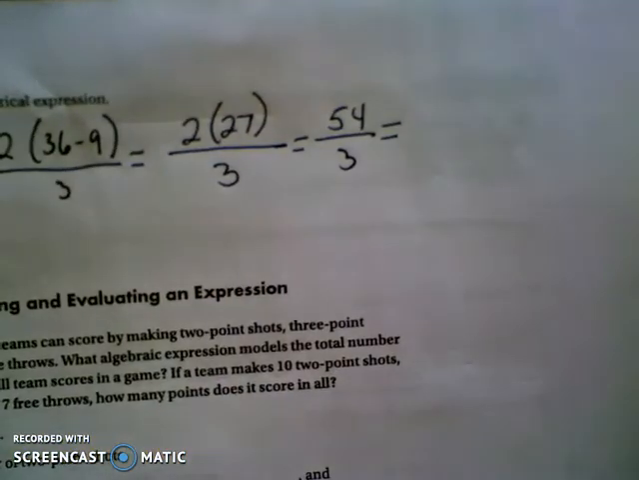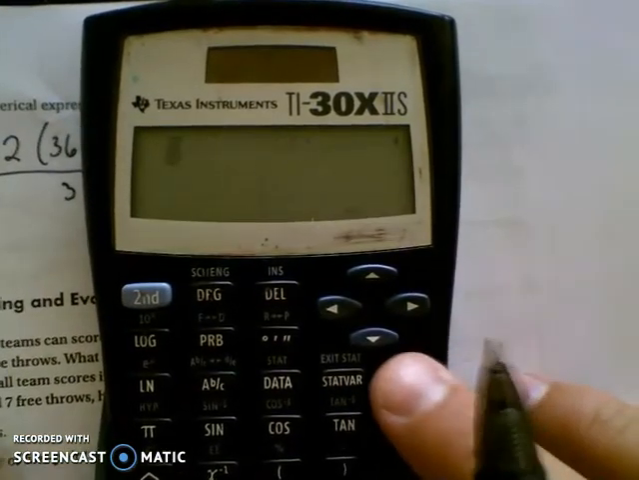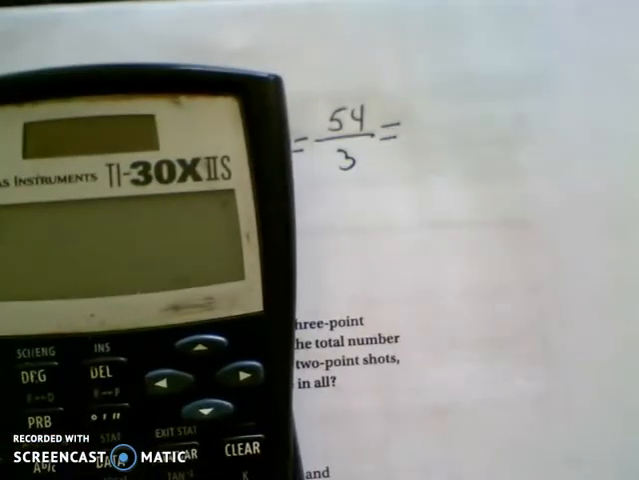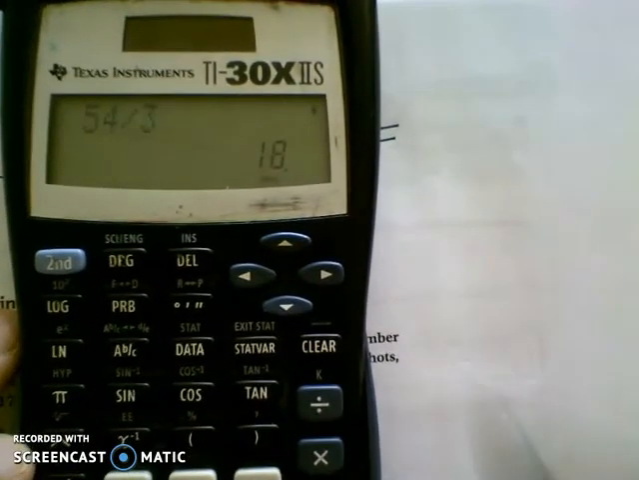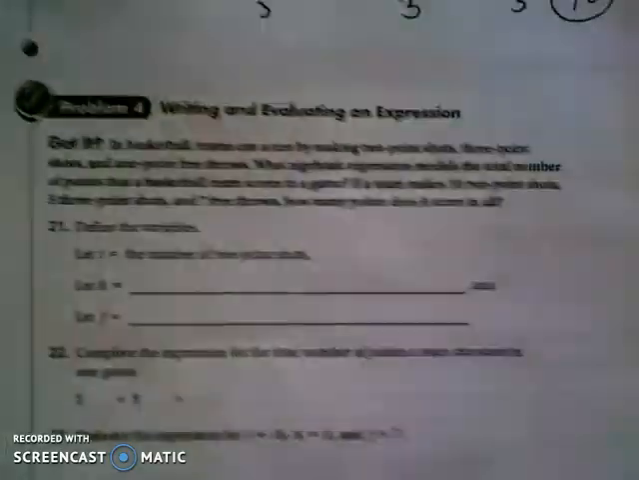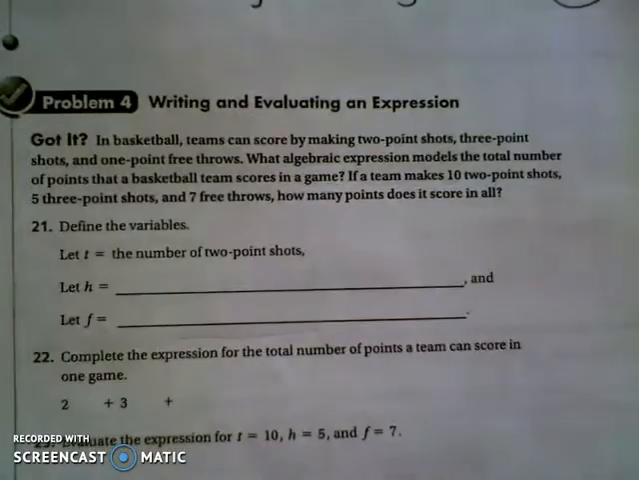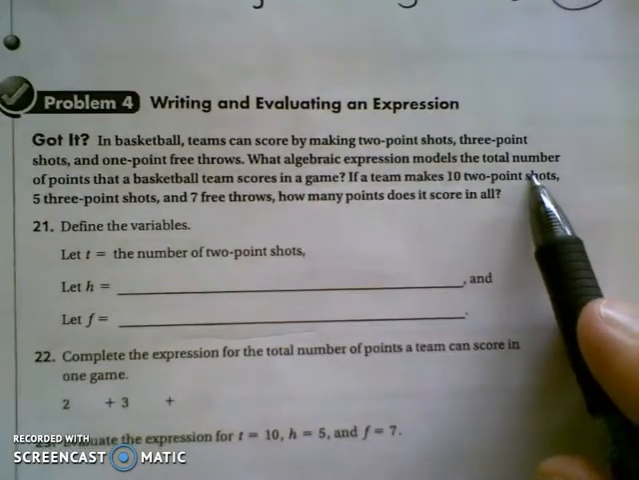Again, you can use your calculator for this. If you don't know how to do this, take your calculator out. You do 54 divided by 3. You get 18. That's your answer. Now writing and evaluating an expression. So here we go. Let's read all of this on your own. Push pause.